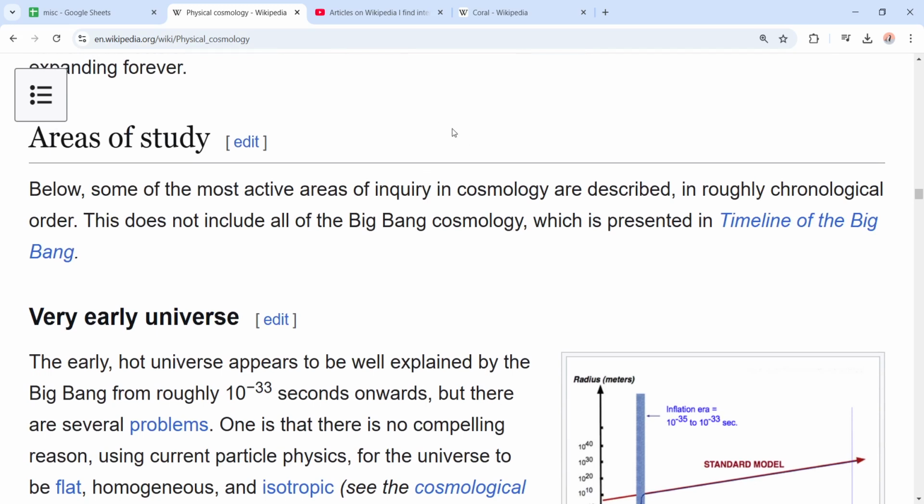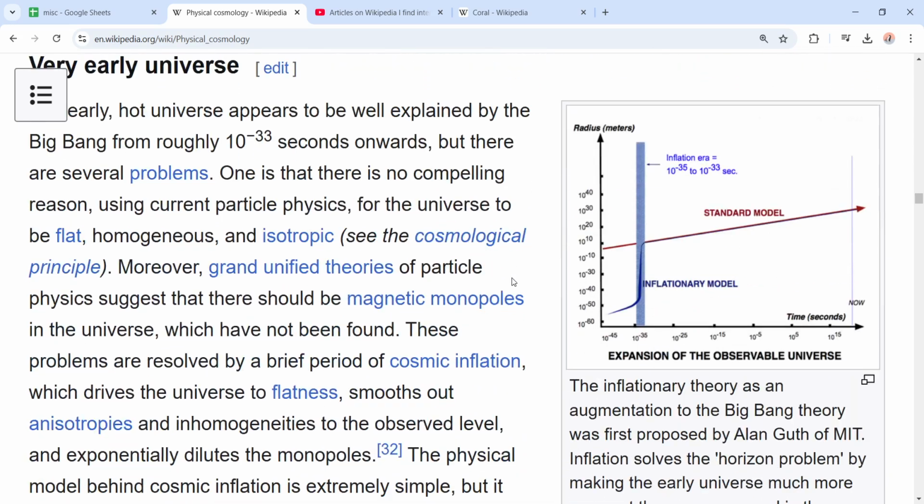Areas of study. Below, some of the most active areas of inquiry in cosmology are described in roughly chronological order. This does not include all of the Big Bang cosmology, which is presented in Timeline of the Big Bang.